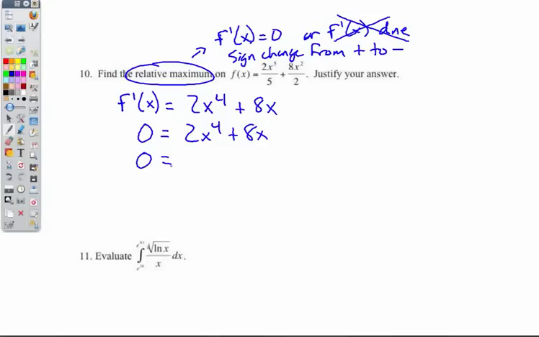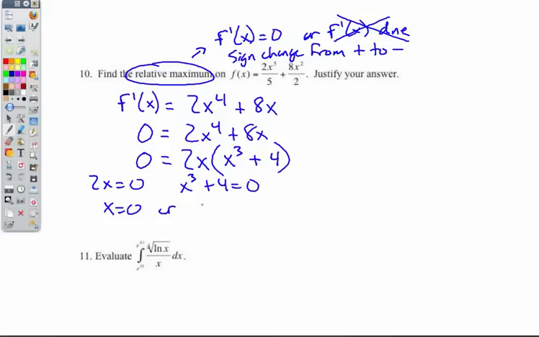It looks like we can factor a 2x out of this. So we pull a 2x out, and that leaves us with x cubed plus 4. If we set each of these factors equal to 0, we get 2x equals 0 and x cubed plus 4 equals 0. This gives us a possibility of x equals 0 or x equals, this is where it gets a little ugly, the cube root of negative 4. So these are our two possibilities for where a relative maximum can exist.